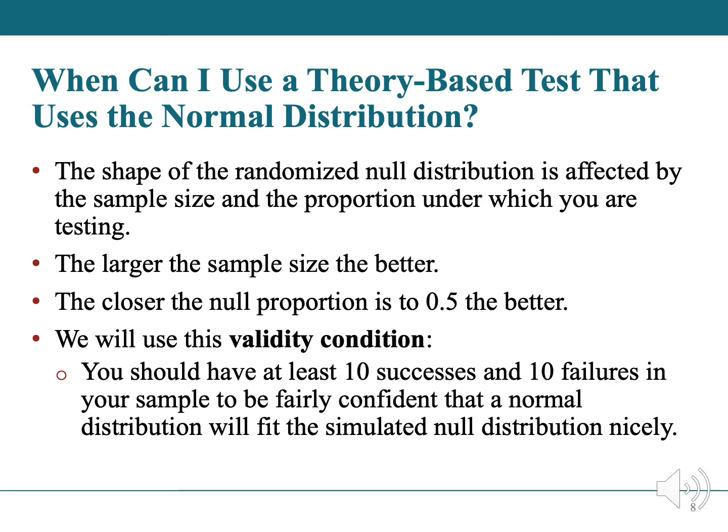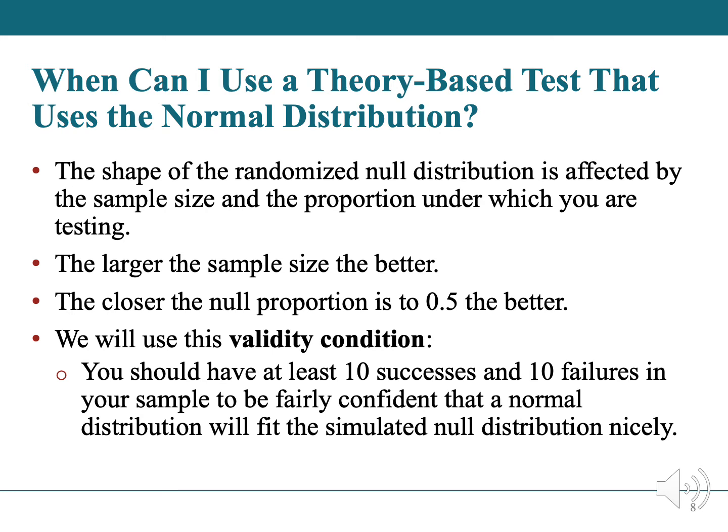Okay, so the shape is affected by the sample size and the proportion we're testing. Larger sample sizes are better. The closer we are to a proportion of 0.5 is better. Remember the one that was in the lower middle, that even though the sample size was pretty low, it was still symmetrical. So we can actually come up with a rule that will allow us to use the theory-based method.